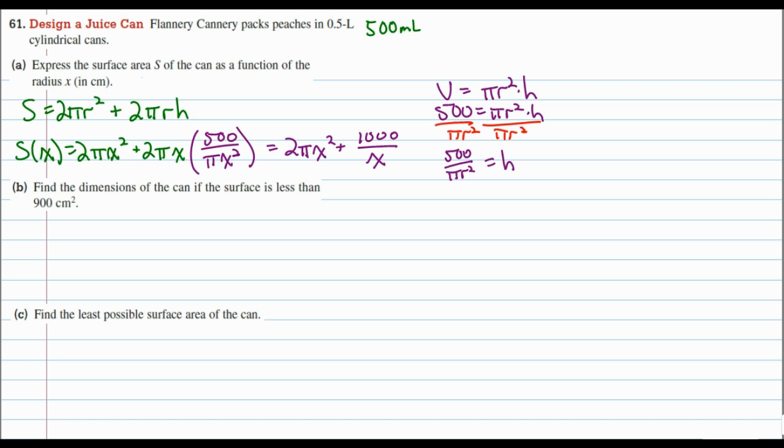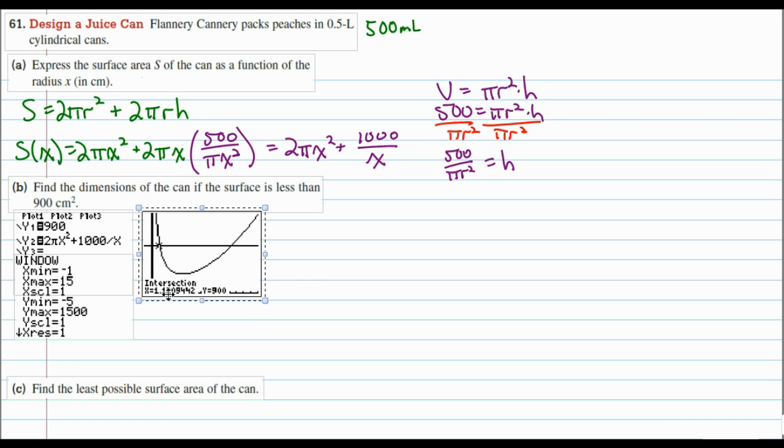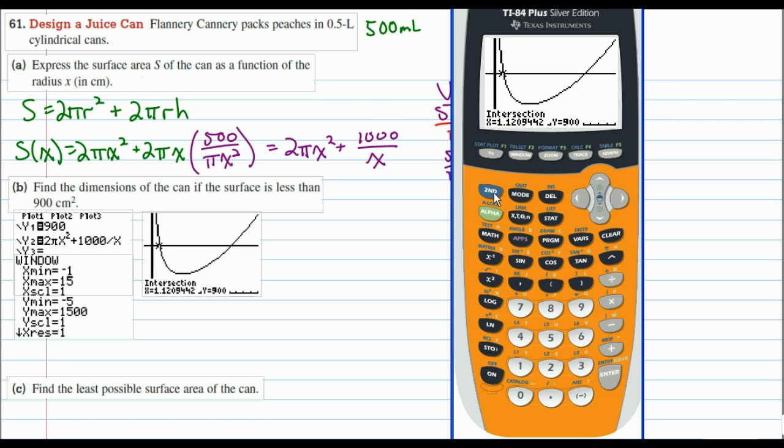Part B says find the dimensions of the can if the surface area is less than 900 centimeters squared. So that's going to follow the strategy we did in the example, and we're going to put in y1 900 and then in y2 our expression for surface area that we just found. So after graphing, I found that the first x value, the first radius, is 1.12, what are we dealing with? Centimeters. So now I'm going to use that 1.12 to find the height.